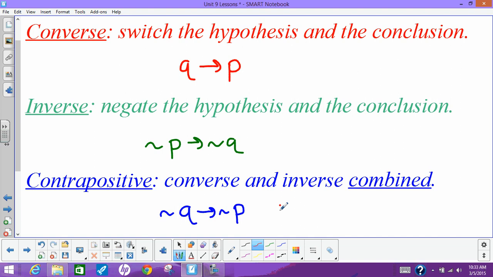An important thing to note here is that if the conditional statement is true, then the contrapositive is true. If the conditional statement is false, the contrapositive is false. So we say that they are logically equivalent. So we might ask you to write a statement logically equivalent to a conditional statement, and what we're really asking for is for you to write the contrapositive.